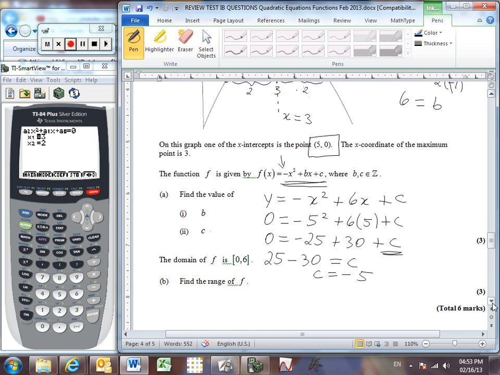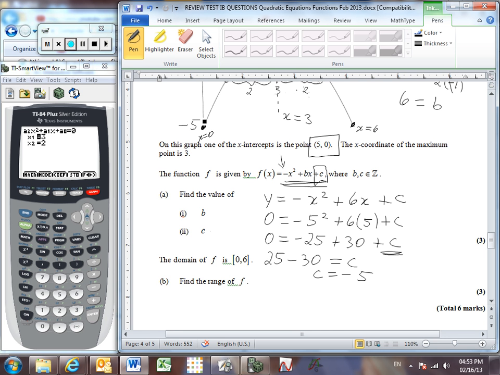Alright, it tells us now that the domain of f goes from 0 to 6. So our graph is starting when x is equal to 0, and it's finishing when x is equal to 6. They want us to find the range. So we've got to find out what is the smallest possible value. Well, we know that when x equals 0, our c value, which represents our y-intercept, is at negative 5.